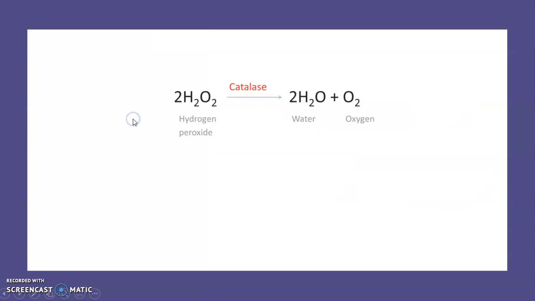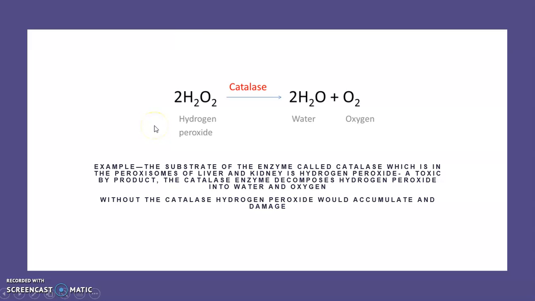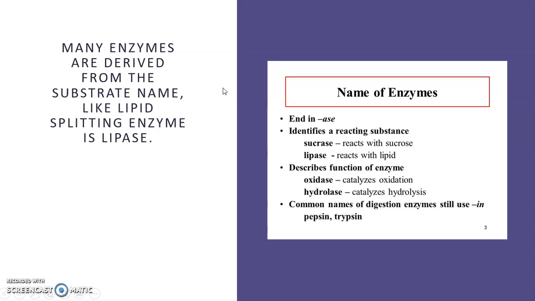In this example here, the substrate of the enzyme called catalase, which is in the peroxisomes of liver and kidney, is hydrogen peroxide, which is a toxic byproduct. The catalase enzyme decomposes hydrogen peroxide into water and oxygen, as you can see in the example. Without the catalase, hydrogen peroxide will accumulate and cause damage. Many enzymes are named from the substrate name, like lipid, which is split by the enzyme lipase.